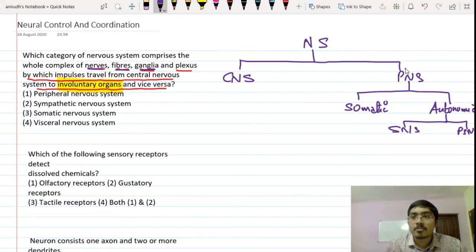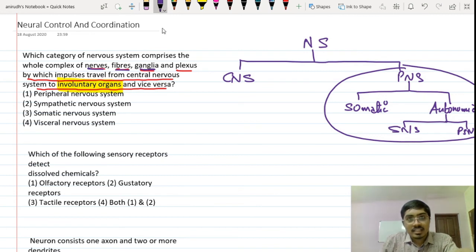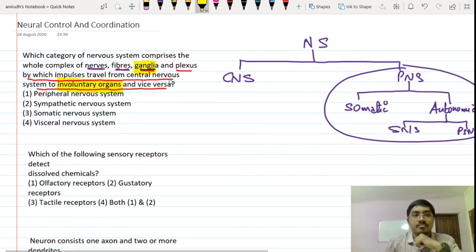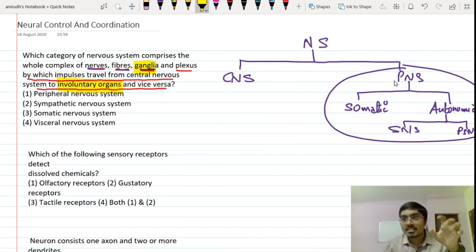That means I will talk about only this particular portion. They are themselves saying that this is comprising of ganglia. So I have to look into the PNS because I know that ganglia is only present in the peripheral nervous system.